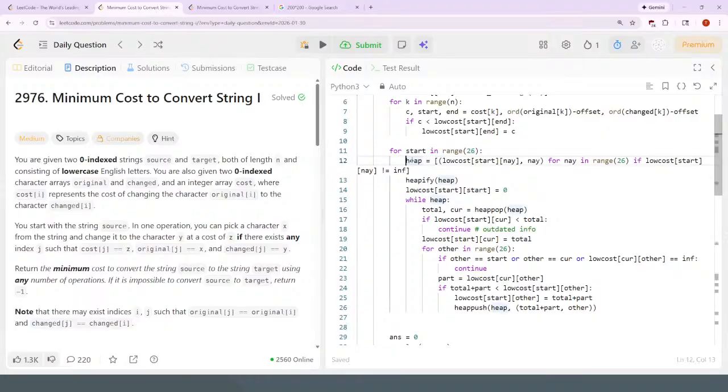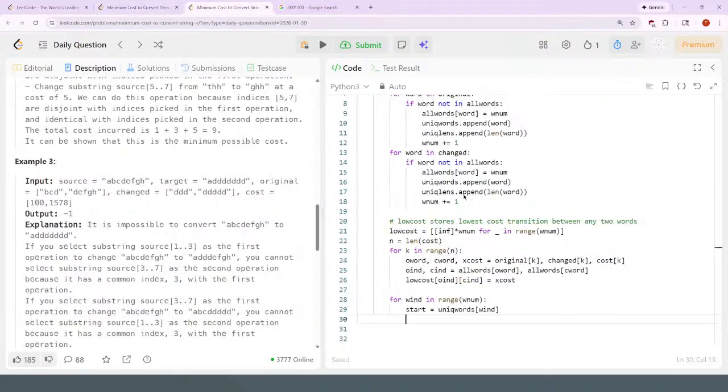So is this thing heap is low cost? Yeah, sure. So it's going to be a tuple where it's the cost and the index and the destination index.